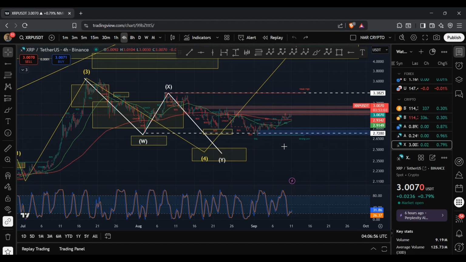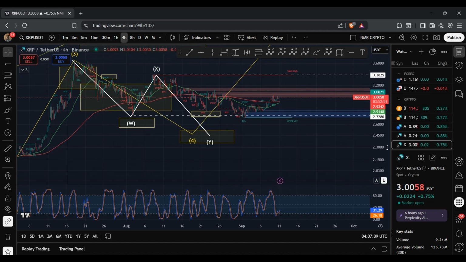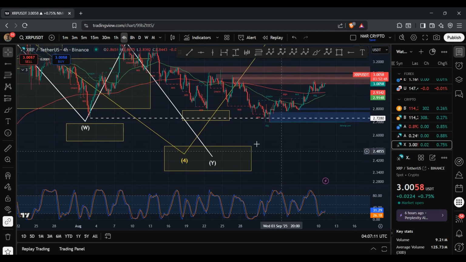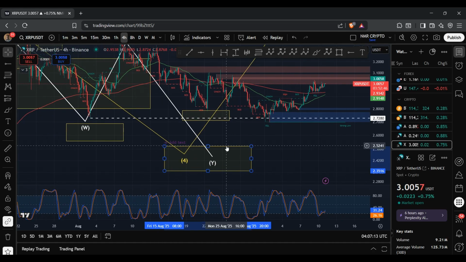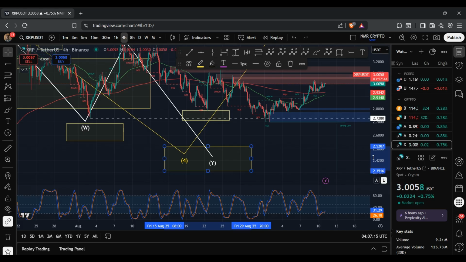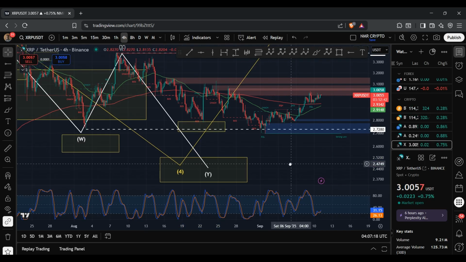So for the past couple of weeks, XRP has been in a correction. And as you guys know, I've been tracking a WXY structure. That WXY structure was confirmed once we reached past this level at $2.728. I also mentioned in my last update that it was possible that this Y wave could tap into this range between $2.35 to $2.52.